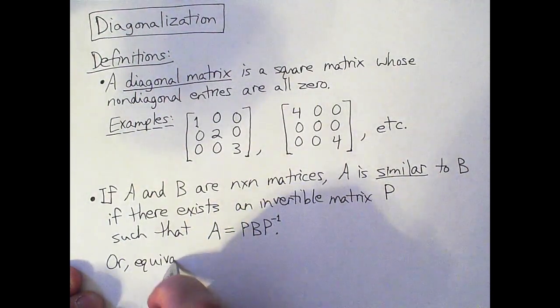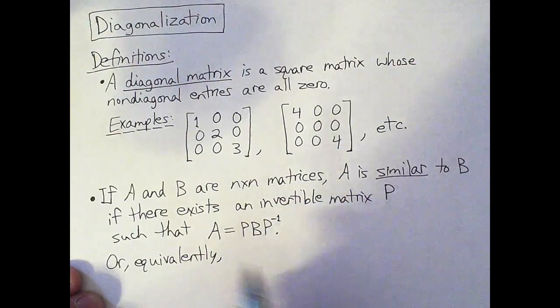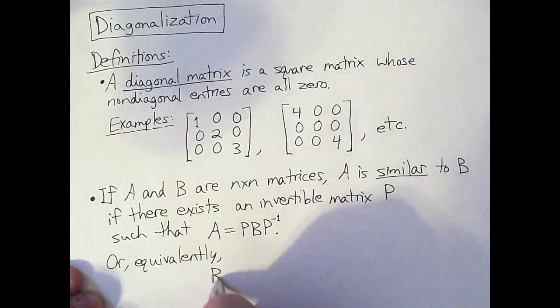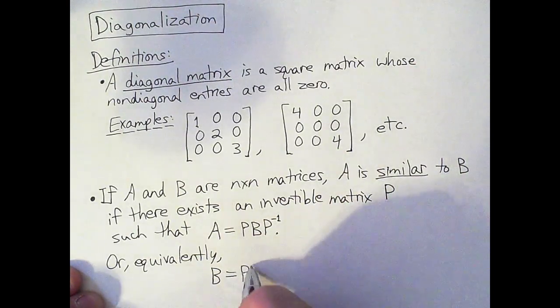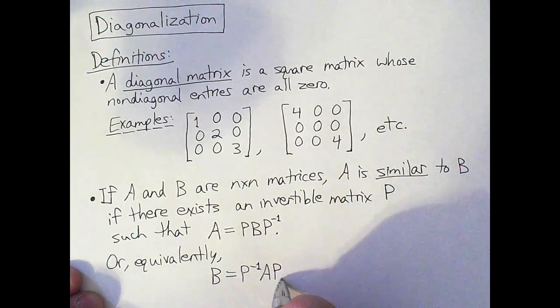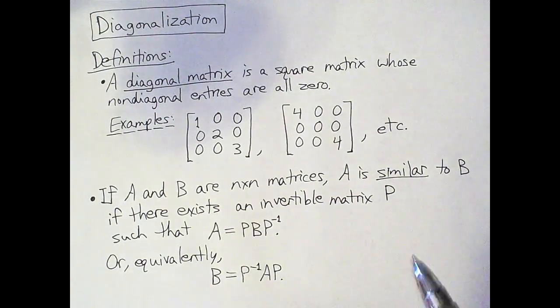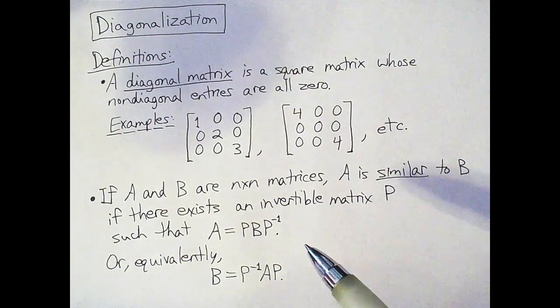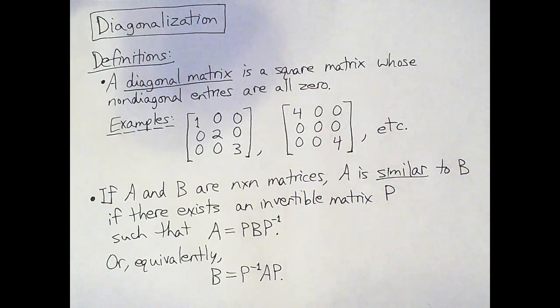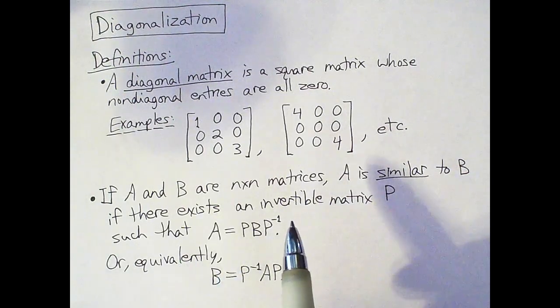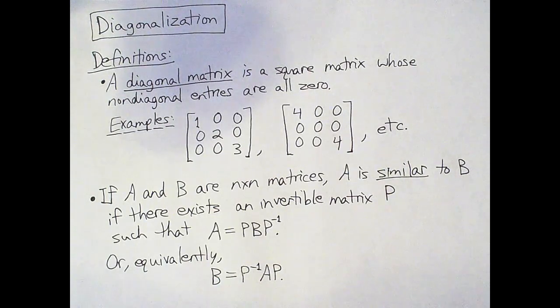equivalently, B equals P inverse A P. I think we could get from one of these equations to the other just by multiplying both sides by P on the right and multiplying both sides by P inverse on the left. And that's how you get from the first equation to the second. So they are equivalent to each other. So, yeah, in this case, B is on the left side and A is on the right-hand side, sandwiched in between P inverse and P.